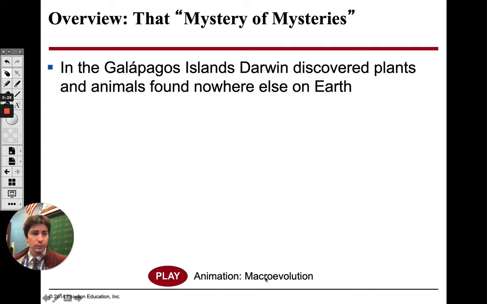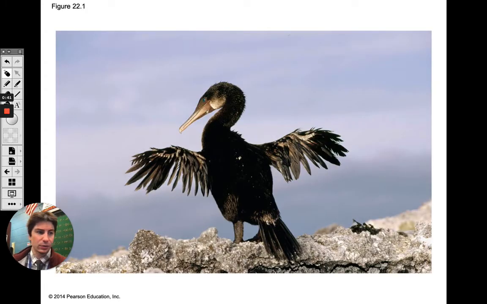So we talked about Darwin. We talked about the Galapagos Islands. He found that on these Galapagos Islands there were plants and animals found nowhere else on Earth. One of the things they found was one of these birds called a cormorant, and it's flightless, but it's on the Galapagos Islands. So if it's a flightless bird on an island, that kind of puzzles you a little bit.